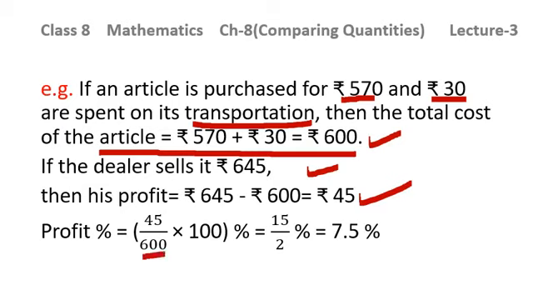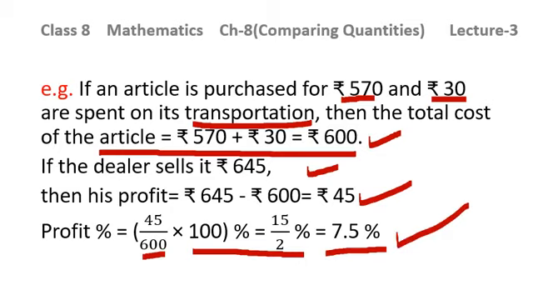600 was the cost price. We have not taken 570 here. As I told you, transportation charges are an overhead expense that will be added to 570 rupees, and now this profit percent will be calculated on this 600 rupees, not on 570 rupees. So 45 over 600 into 100% will give you 15 over 2%, that will be 7.5%.